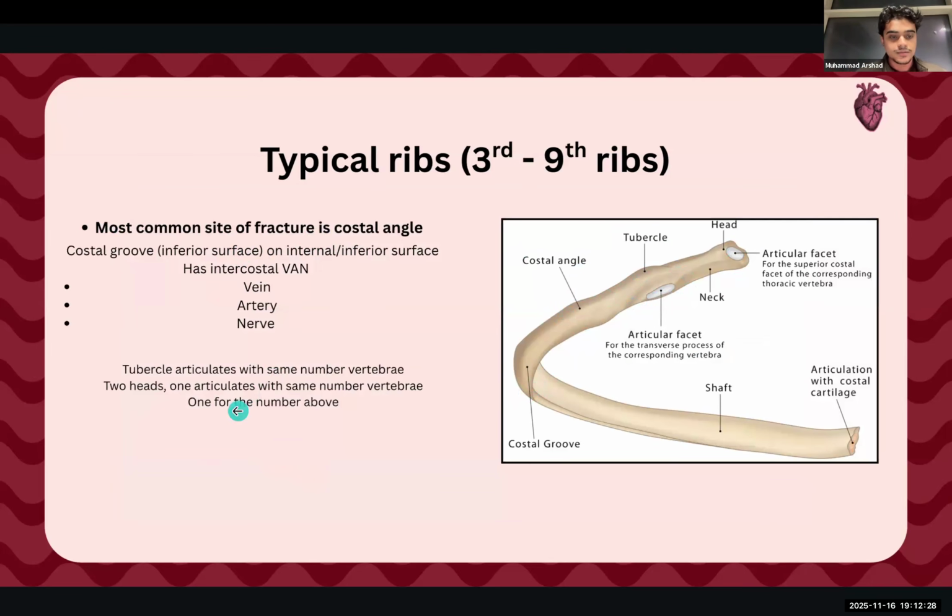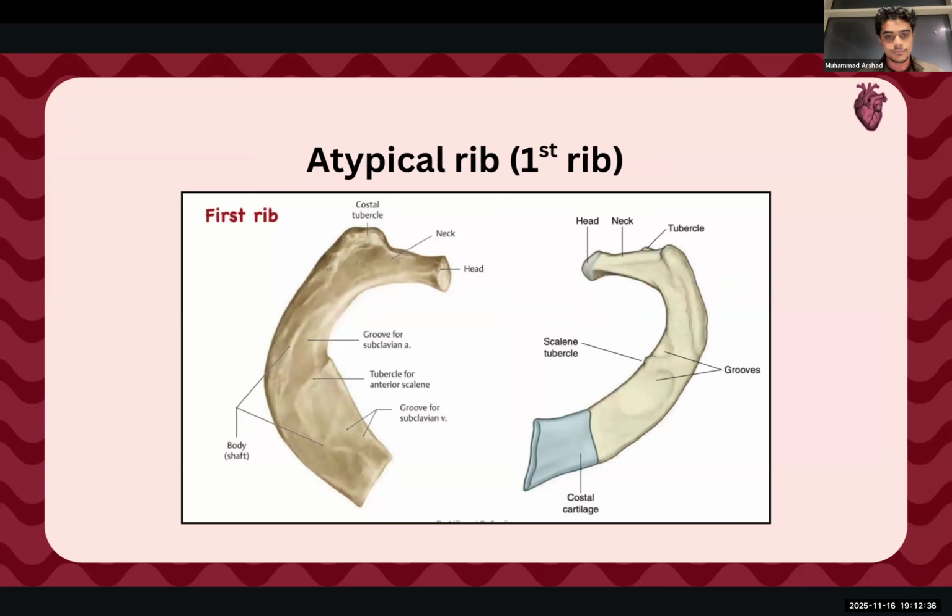And then again, you should just know that the tubercle articulates with the same number of vertebra, and then the two heads. One of them is going to be articulating with the same number of vertebra, and one from the number above. Okay, so this is what an atypical rib looks like.